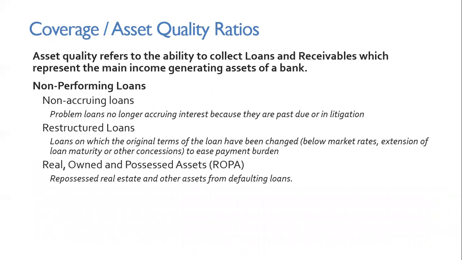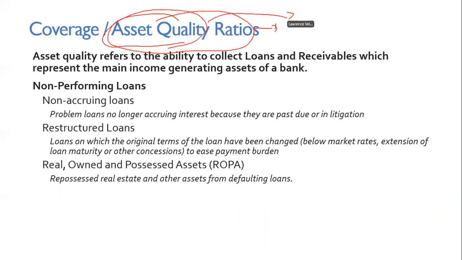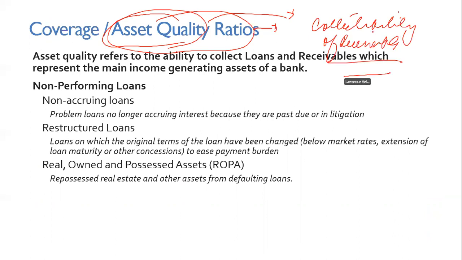Next, coverage or asset quality ratios. No, so for asset quality or coverage ratios, this is very important, especially asset quality. And from the point of view of banks, asset quality pertains to collectibility of receivables. Yan talaga ang concern nila. Okay? So asset quality refers to the ability to collect those loans and receivables since they are the main income generating assets of a bank. No? If there are doubts on its collection, then that loan becomes a non-performing loan or NPL.